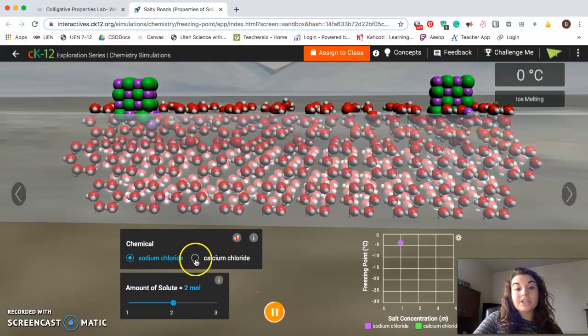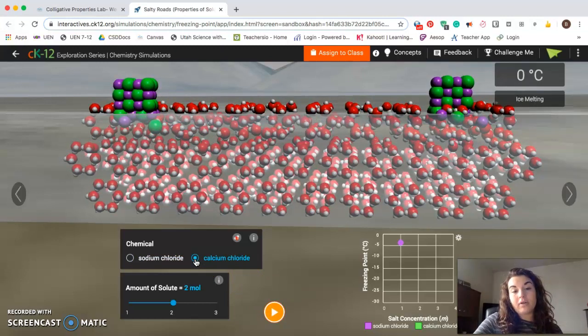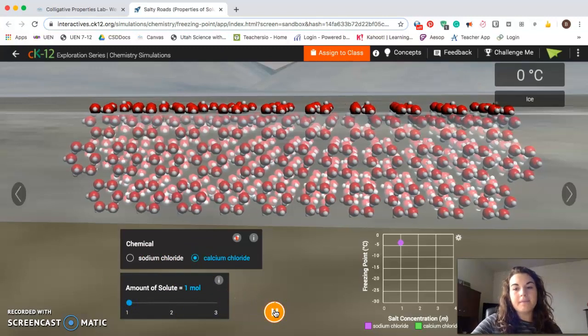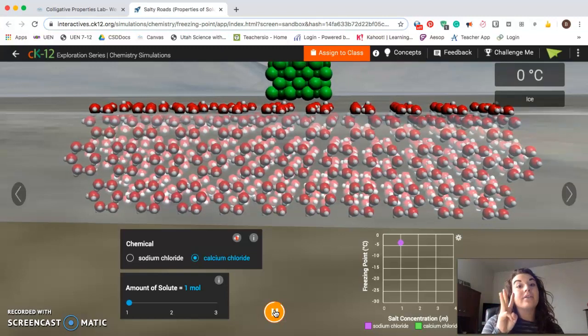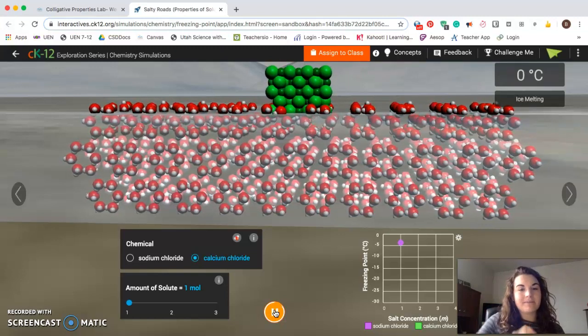You are then going to do the same exact thing for calcium chloride. So I stopped the simulation when I clicked the other one, and you're going to do the same thing for calcium chloride. Add 1 mole of calcium chloride, run the simulation, add another mole the second one, run the entire simulation, then add the 3rd mole and run the entire simulation.